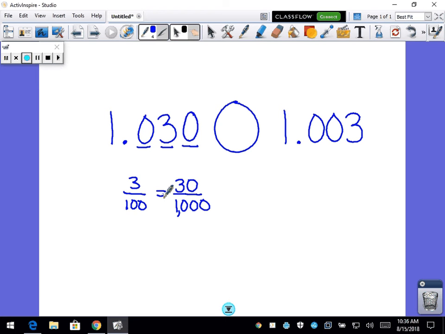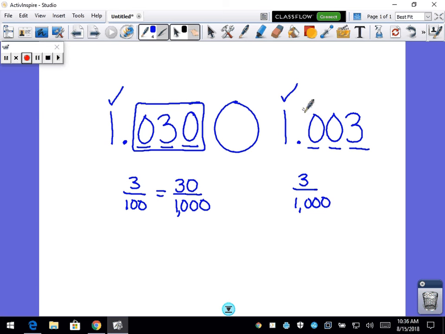On my other number, I already have 3 places, I already have thousandths, so 3 thousandths can just stay the same. So first we check our wholes. Our wholes are the same, so that doesn't tell me anything. And my pieces, on this side I have 30, on this side I have 3. 30 is greater than 3.